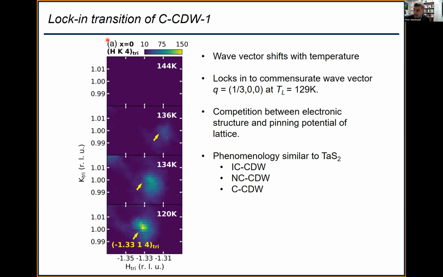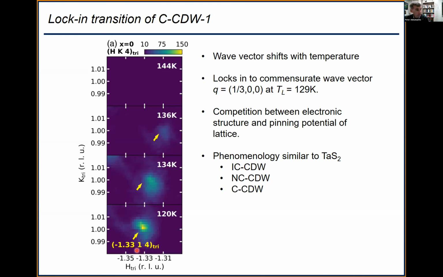The thing that really convinced me is that it exhibits what's called a lock-in transition. If you look at the 1/3 state at a temperature a little bit below the triclinic transition, so 129 Kelvin, you can see the wave vector actually shifts with temperature. So if I look at 136 K, this thing is sitting at around 0.31 in the H direction, but as I cool, it shifts continuously. And then at a certain temperature, T_L, which is 129 Kelvin, it pins on the lattice to a wave vector that's exactly 1/3. So it's 0.333. So this kind of effect is sort of a smoking gun signature of a charge density wave.